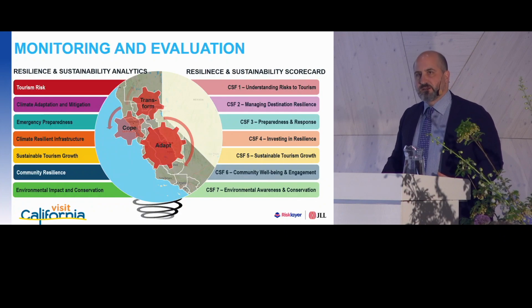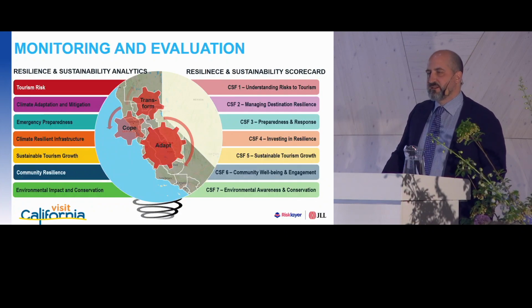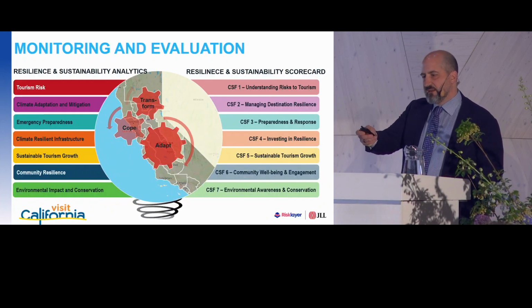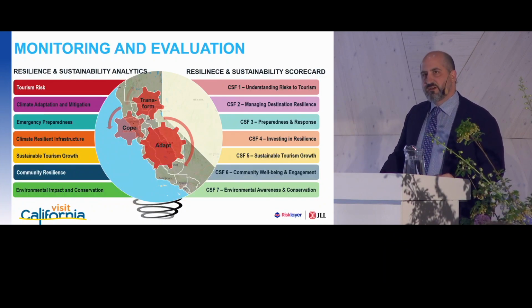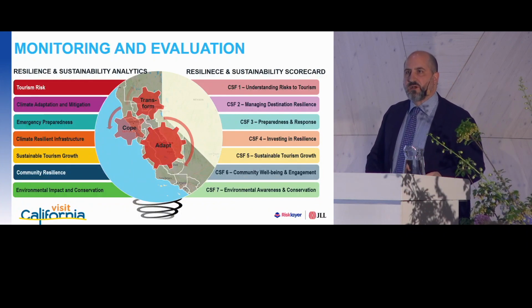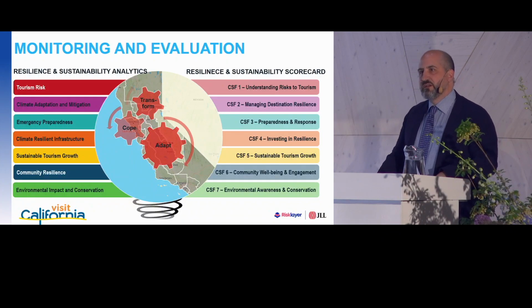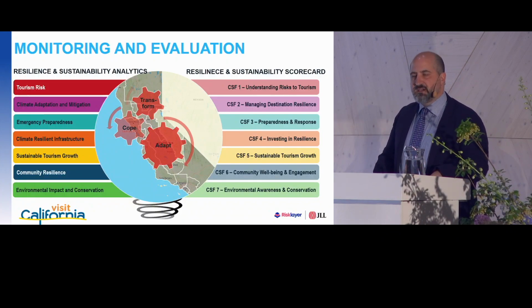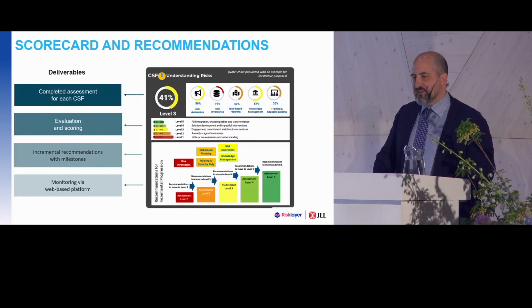A lot of it cannot be, and we had a discussion yesterday on this as well. How do we draw insights through qualitative assessments? And that's the right side of here. So each of these critical success factors is turned into a scorecard to try to measure what is the level of resilience now for each one of these 12 regions in California by engaging deeply with the stakeholders.